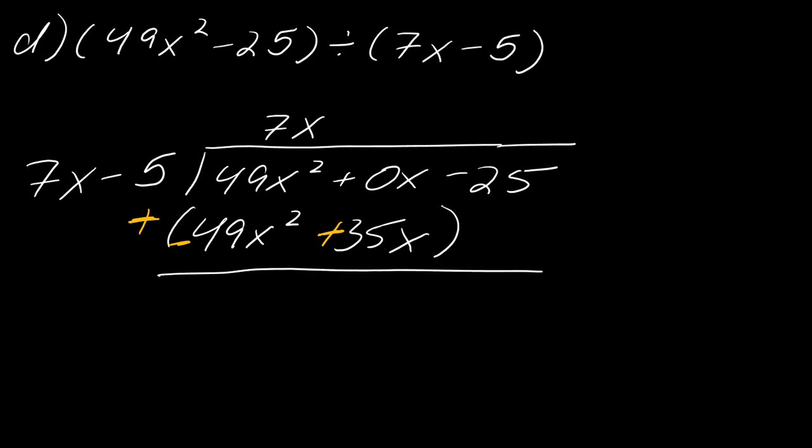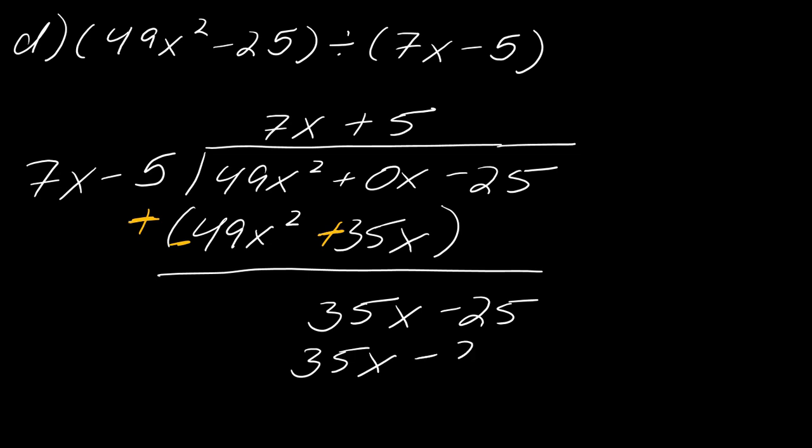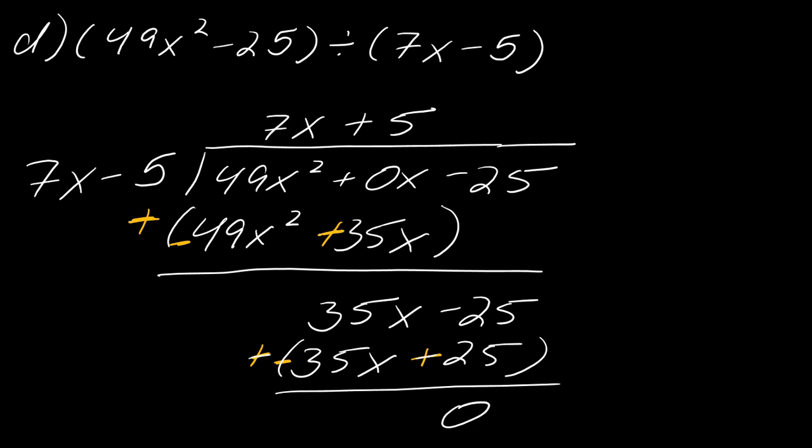And so now I'm left with 35x minus 25. So what do I multiply 7x by to get to 35x? I'm going to multiply by 5. So 5 times 7x is 35x, and 5 times negative 5 is negative 25. So I can subtract all of this off. I'll flip all my signs like I did in the review video, and this will give me a 0. And so my answer in this case is just going to be 7x plus 5.